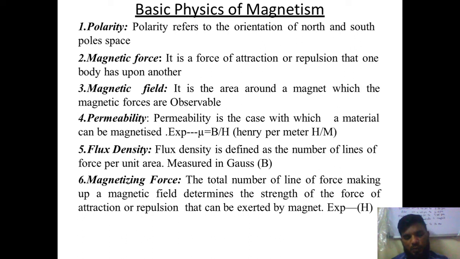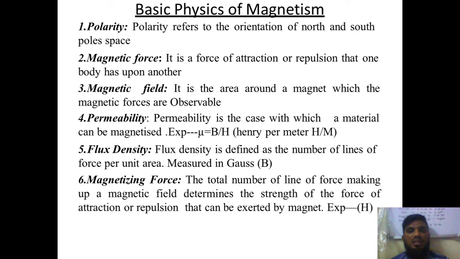The very first thing is polarity. What is polarity? Nothing but the orientation of north and south pole. Next is magnetic force, the force of attraction or repulsion between the two poles. Magnetic field is nothing but the area surrounding a magnet in which other particles like iron particles can be easily attracted. Permeability is the property of a material by which it can be magnetized. By using what technique can we magnetize?